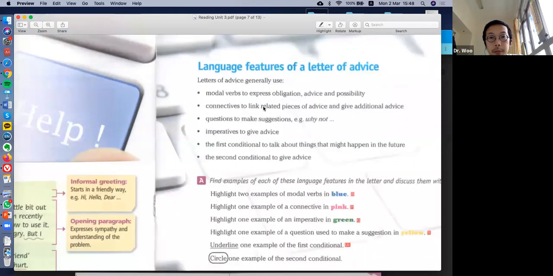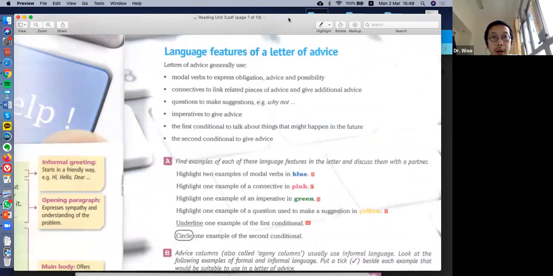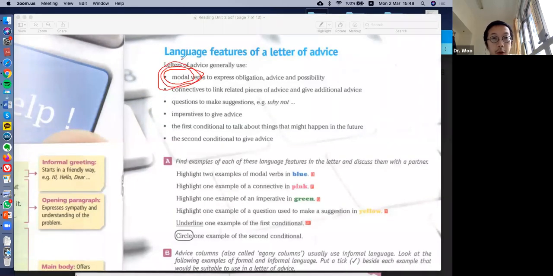Okay. So here's some things that are common language features. One, modal verbs. We had used modal verbs and we had learned about them, I think last week or 2 weeks ago. Must, should, might, etc. We used connectives like because and so.